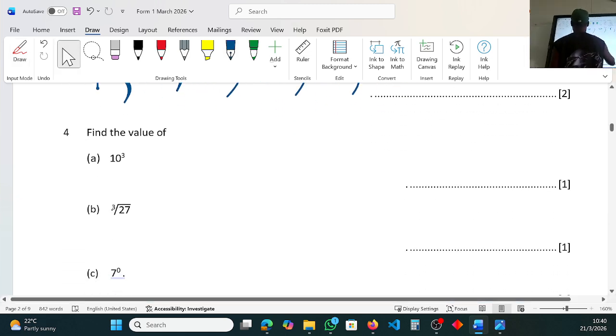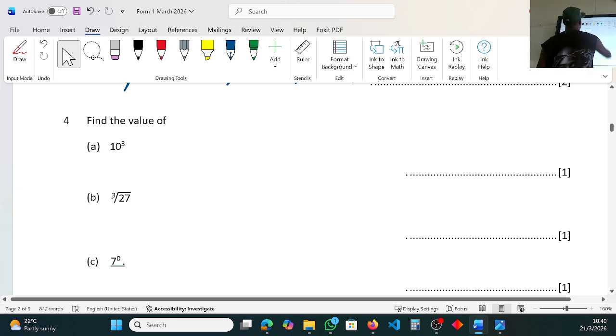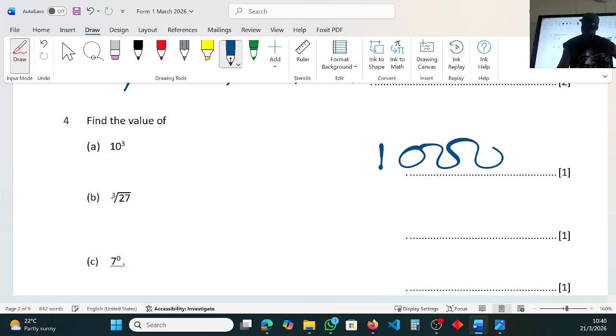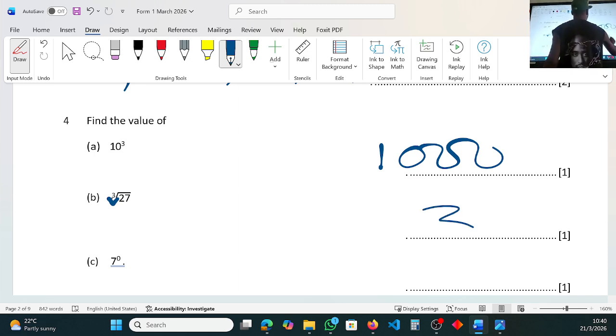Right, moving on, find the value of 10 to the power 3. Well, 10 to the power 3, if our base is 10, it's simply 1, and we count the number of zeros, which will correspond to our indice that we have there. So our indice for this case is 3, so it means it's 1 and 3 zeros. That will give us 1,000. Then the next problem here, we are interested in the cube root of 27. Which number can we multiply by itself 3 times, giving us 27? That number is 3 itself. Then the C part is 7 to the power 0. Given that the base is not 0, any other number to the power 0, the result is 1.